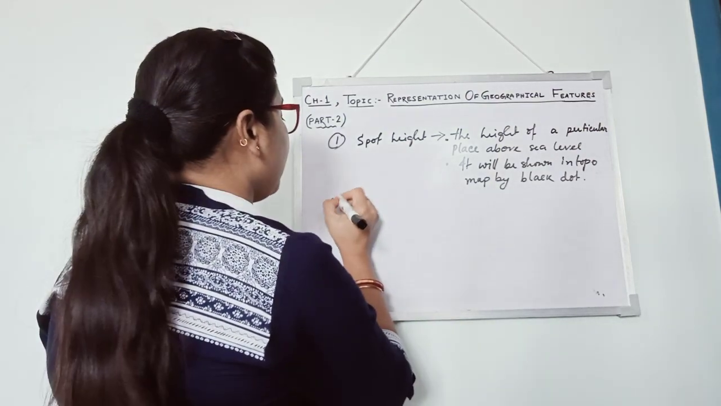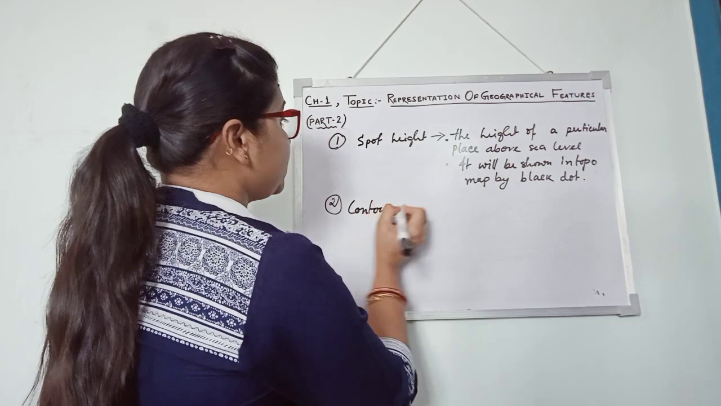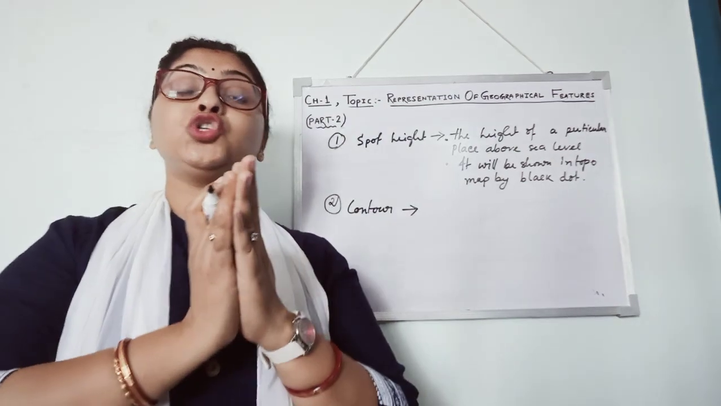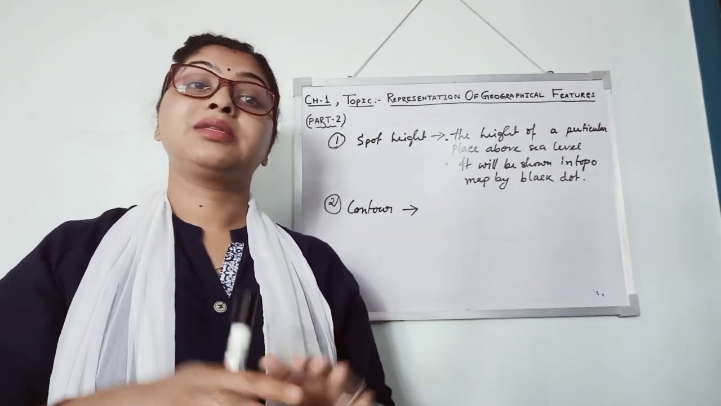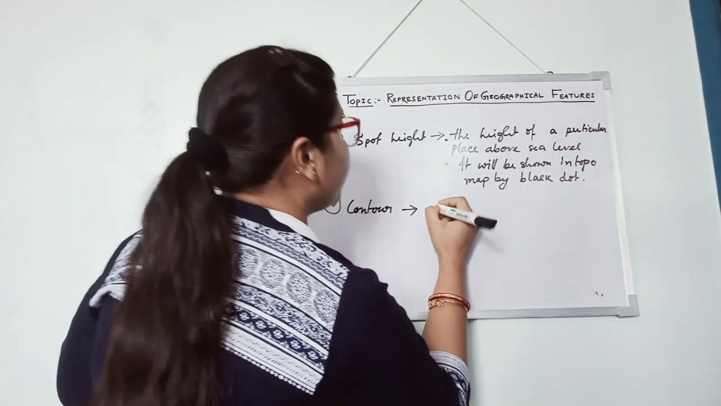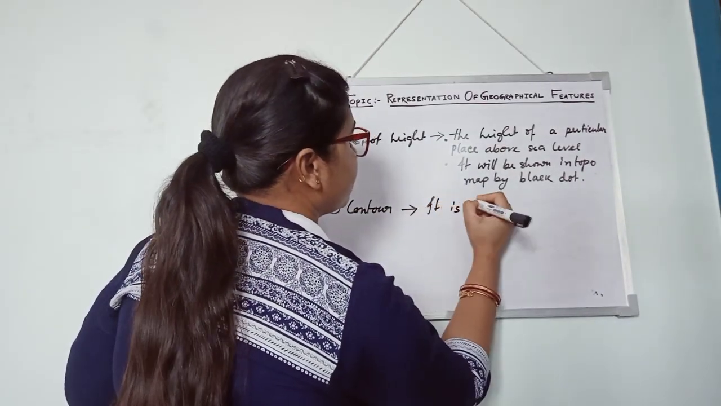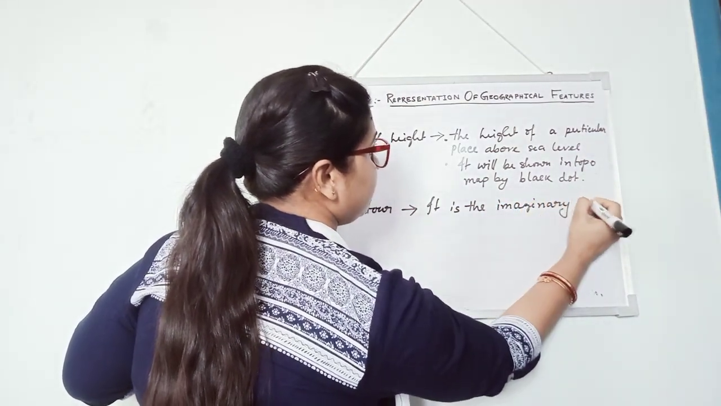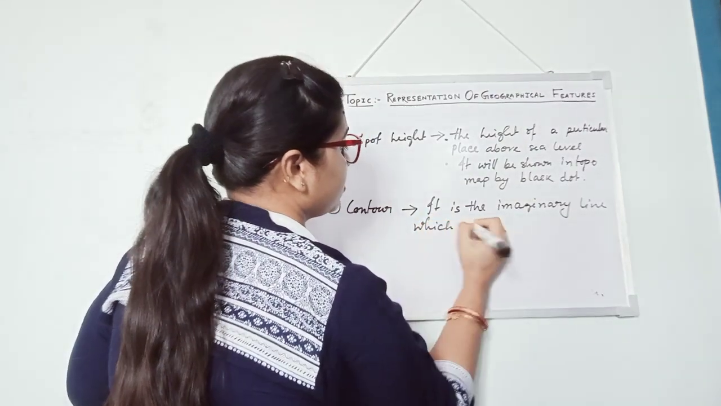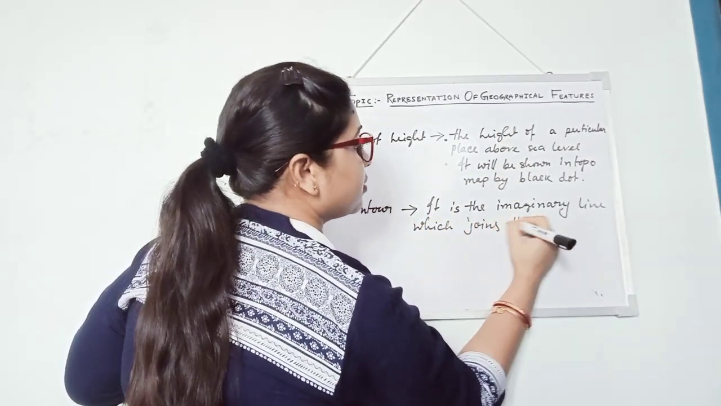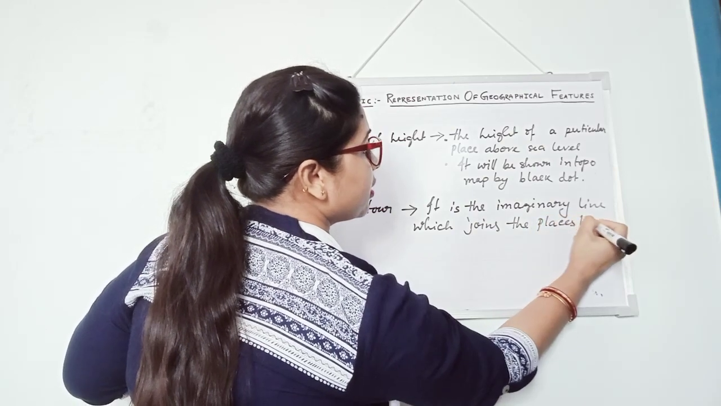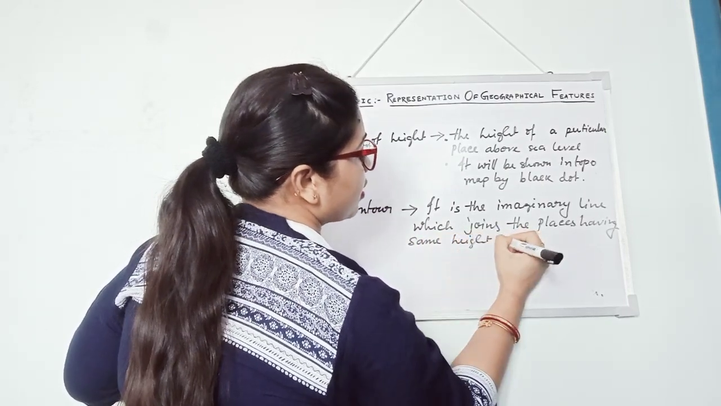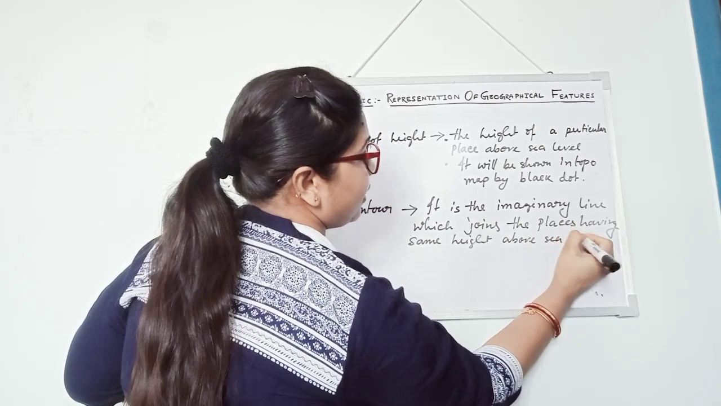Next we will get to know about contour. What is contour? Contours are imaginary lines which join the places having the same height above sea level. So it is the imaginary line which joins the places having the same height above sea level.